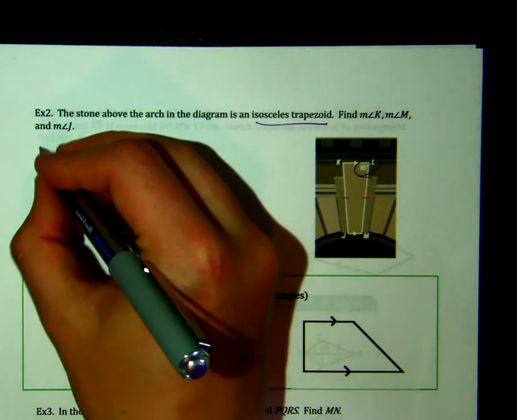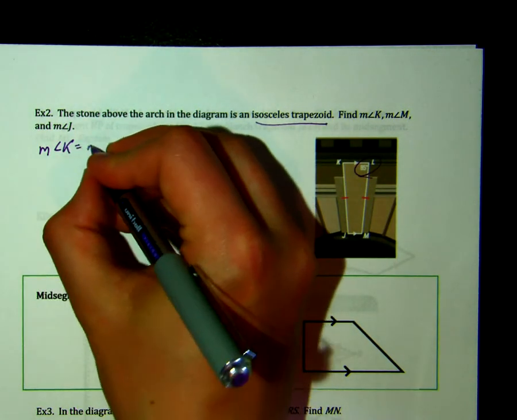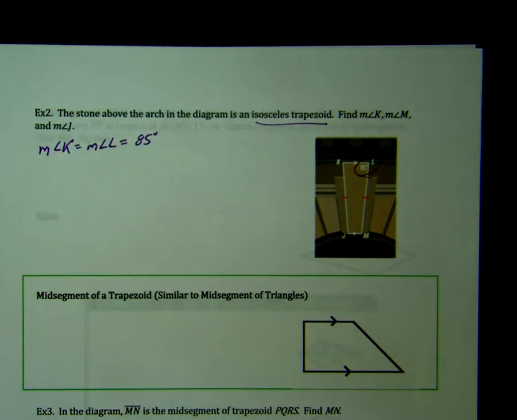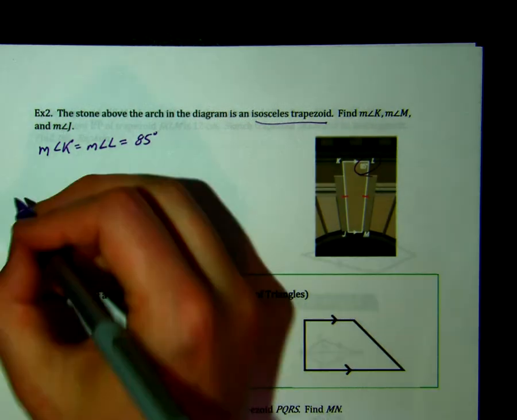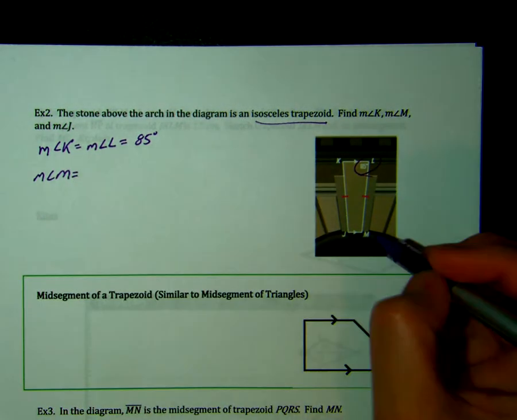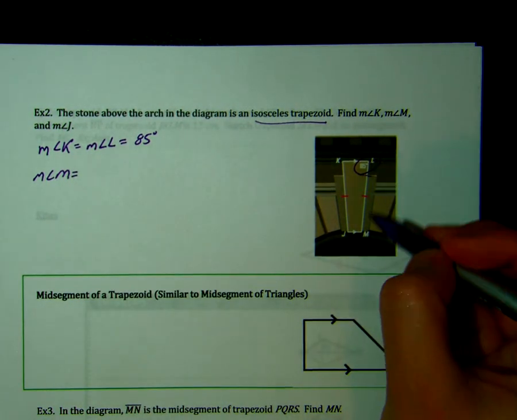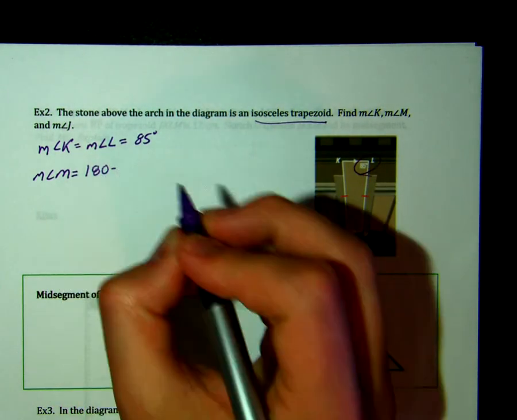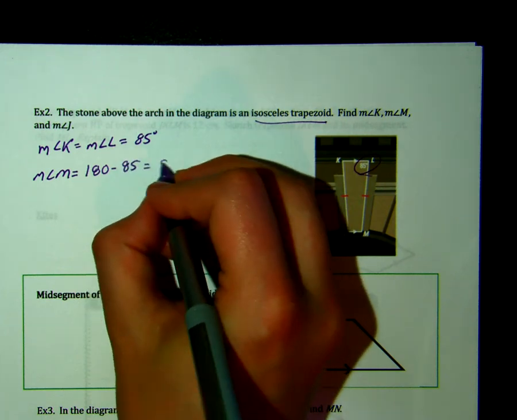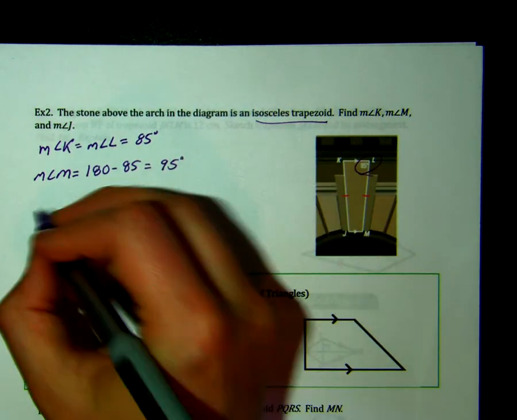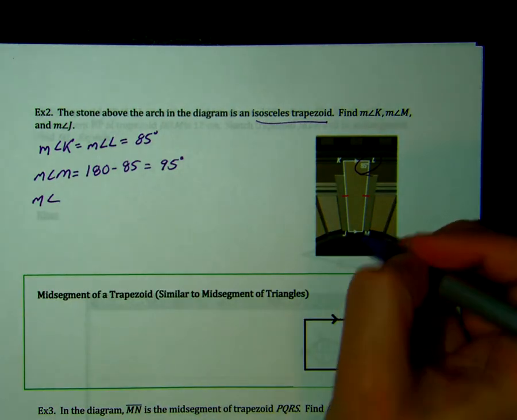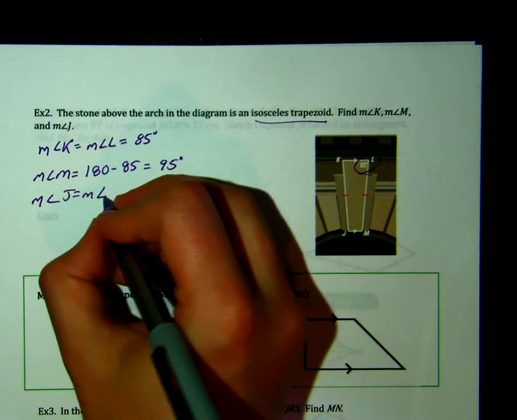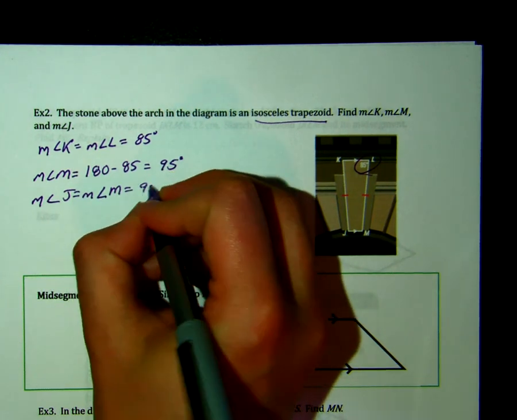So therefore, the measure of angle K is going to be the same thing as the measure of angle L. So that's going to be 85 degrees. Measure of angle M: angle M and angle L are consecutive angles here, so they are going to be supplements. So there's going to be 180 minus 85, so the measure of angle M is going to be 95 degrees. And again, because isosceles, J and M are base angle pairs, so angle J is going to be equal to the measure of angle M. And this one's also going to be 95 degrees.